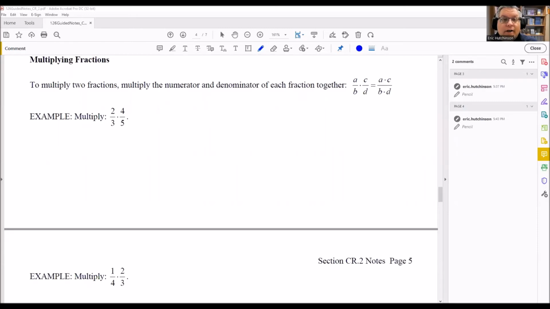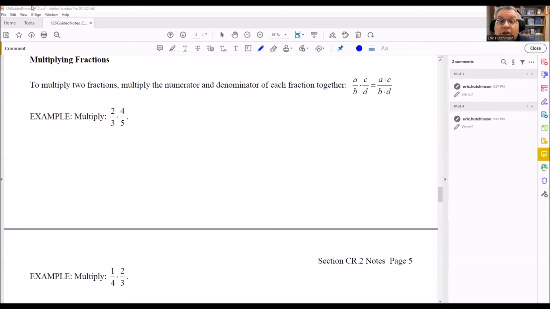When you're multiplying two fractions, you're just going to multiply across the top and across the bottom, as you see here. So if you have A over B times C over D, it's just the two things multiplied on top, the two things multiplied on the bottom. You don't need anything like common denominators. You don't need that when you're doing multiplication of fractions. Just multiply across the top, across the bottom, and that would be it.